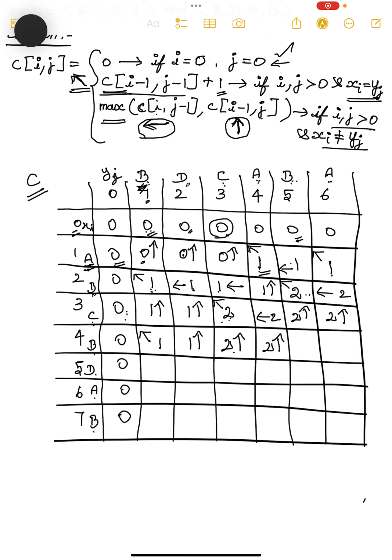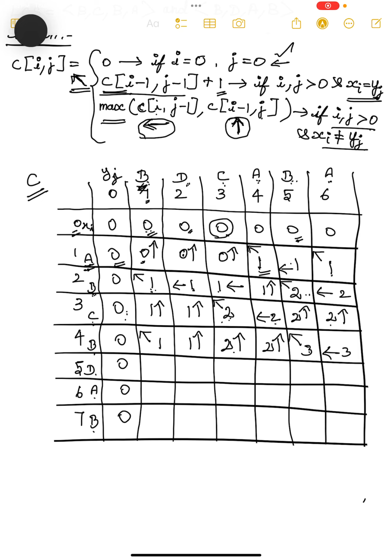B and B both are same. So take the previous row, previous column value. With that add 1 and put the slanting arrow mark. A and B not same. Compare this and this. Which is maximum? 3 is maximum. Take that value and horizontal arrow mark. Now come to the next row.